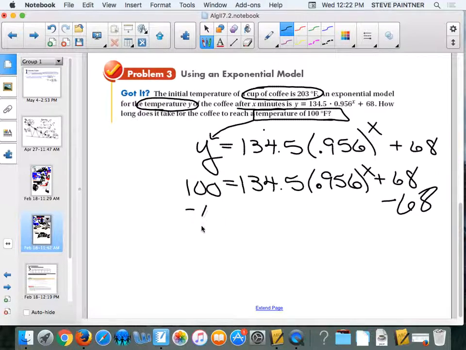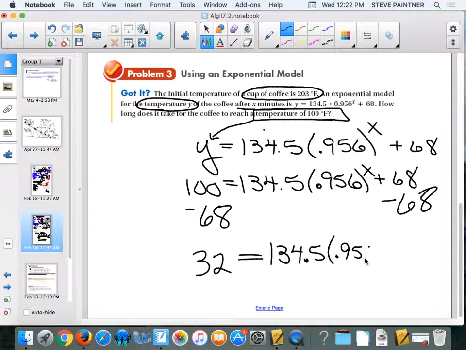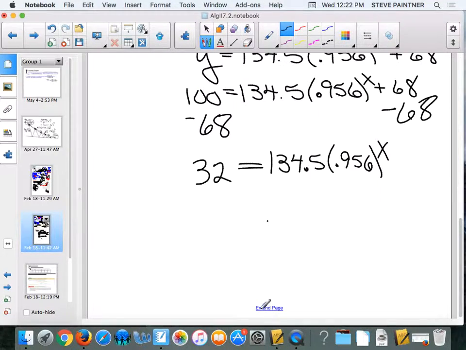Okay, Jessica yells out, subtract 68. She's right. 32 equals 134.5 times this. So what she did is she's just trying to make it a little more simple. Is there anything else I can do to make it more simple? Divide 134. Yeah, get rid of your multiplier. Okay, that's out.